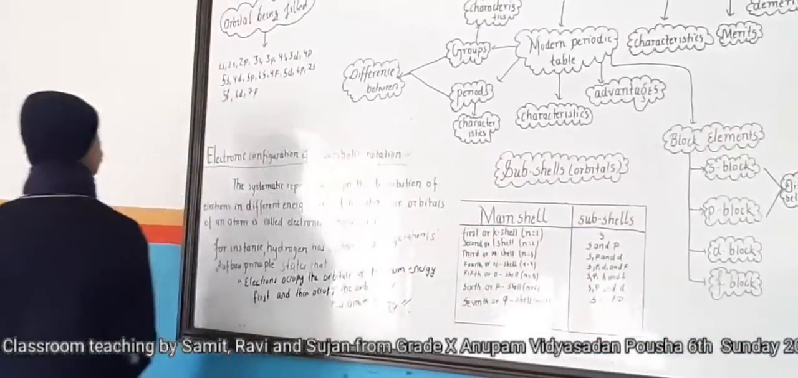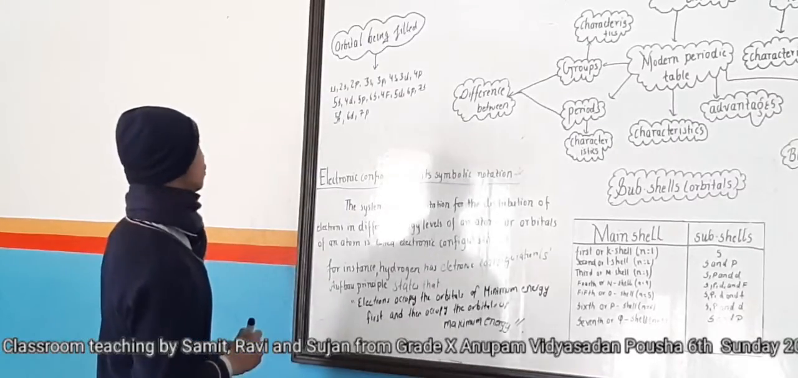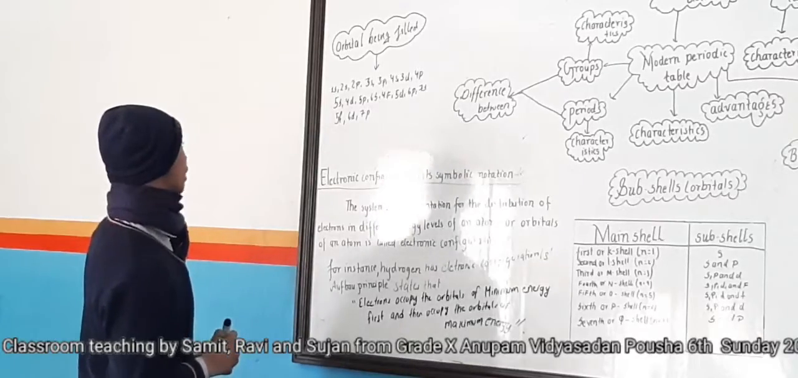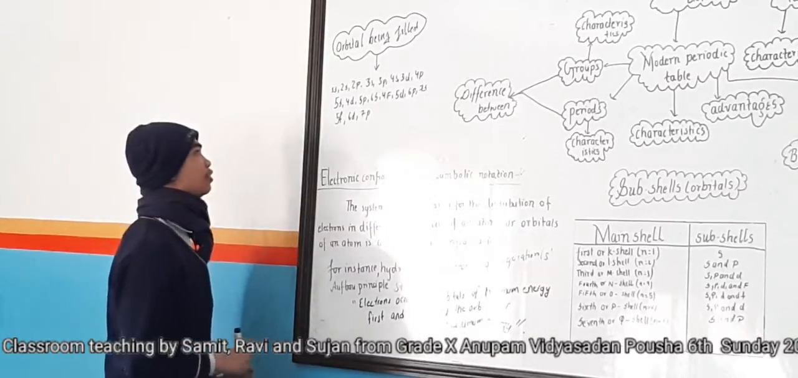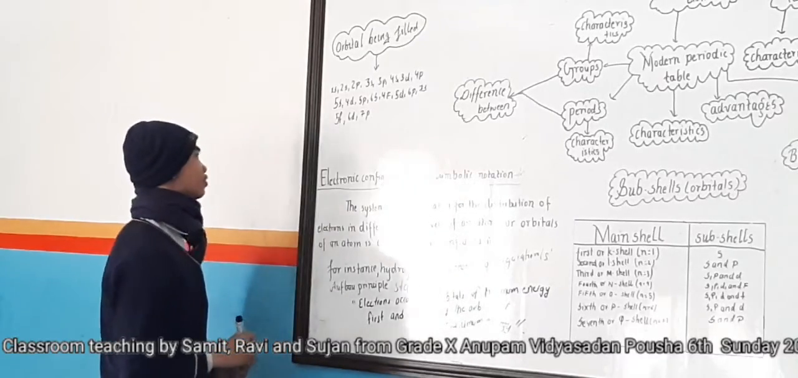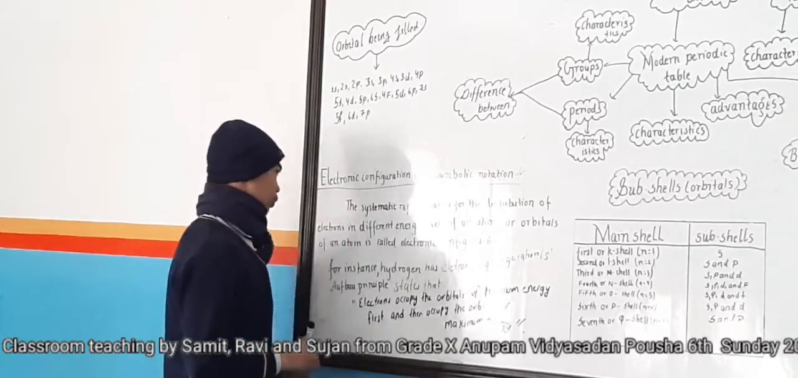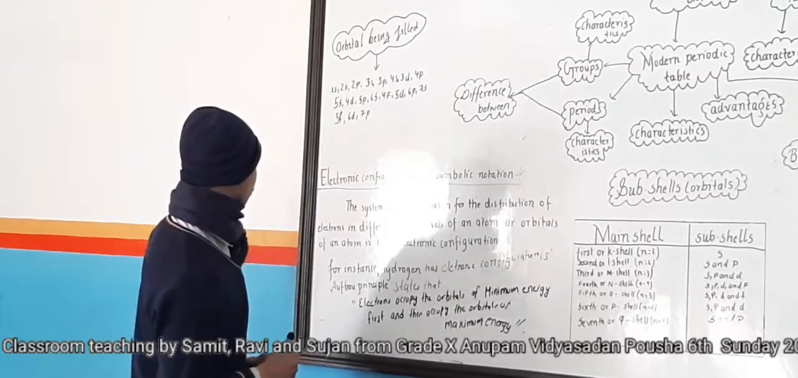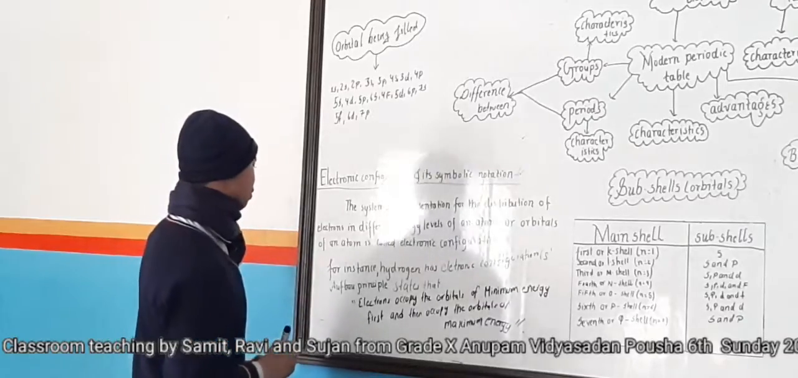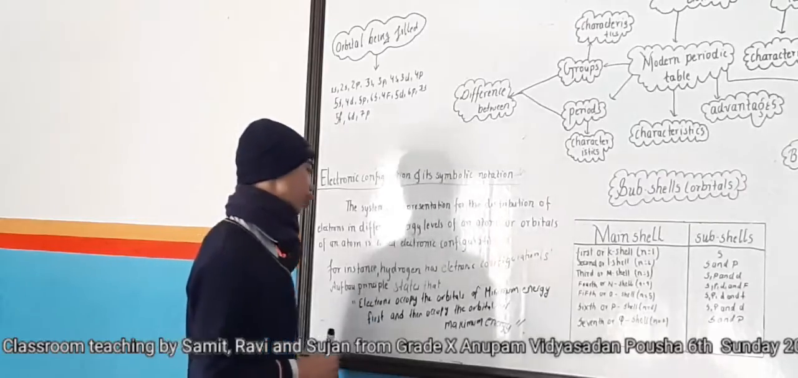In electronic configuration, the orbitals are filled in the order 1s, 2s, 2p, 3s, 3p, 4s, 3d, 4p, 5s, 4d, 5p, 6s, 4f, 5d, 6p, 7s, 5f, 6d, 7p. There is also the Aufbau principle, which is a German word. It states that electrons occupy the orbitals of minimum energy first, and then occupy the orbitals of higher energy.